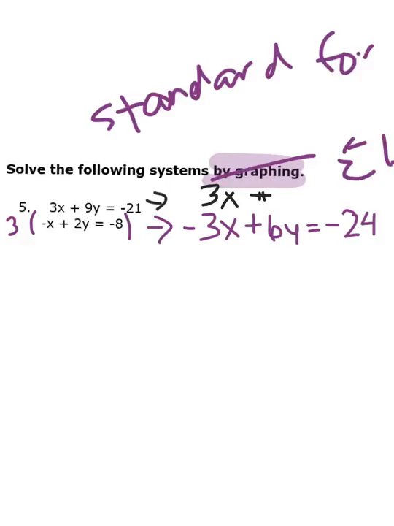Good morning, Grants. Please stand for the... Okay, so we have our two equations. They're above each other. Thank you. You may be seated.